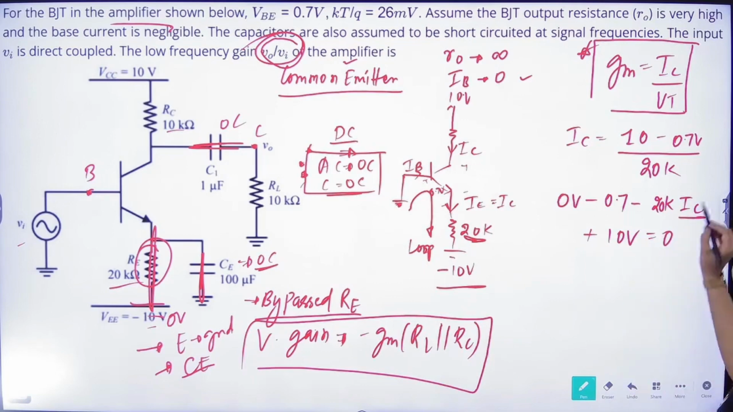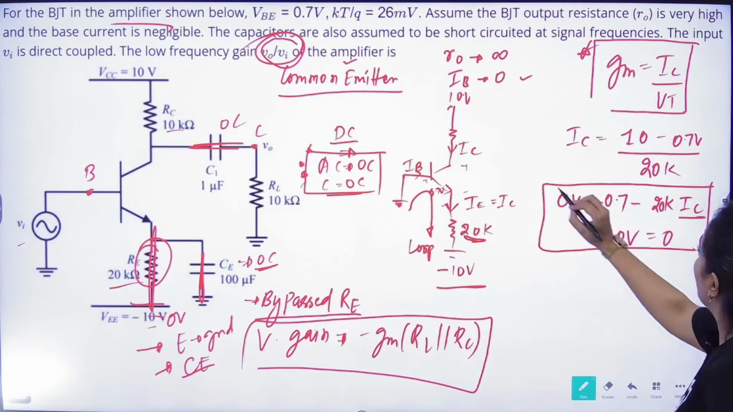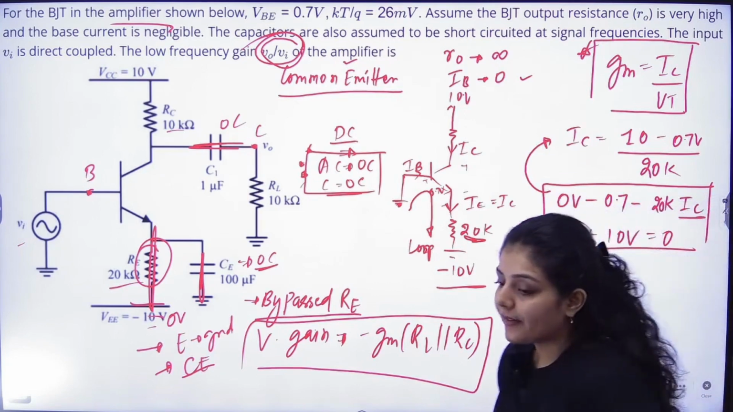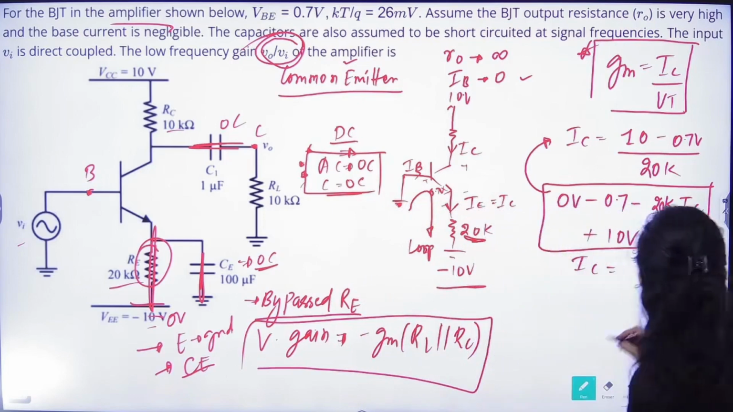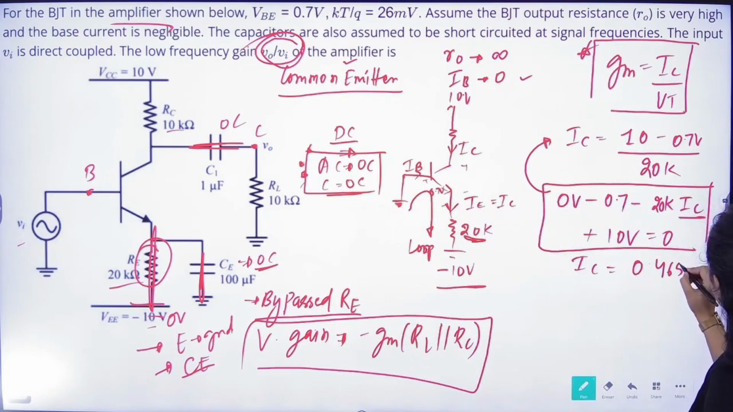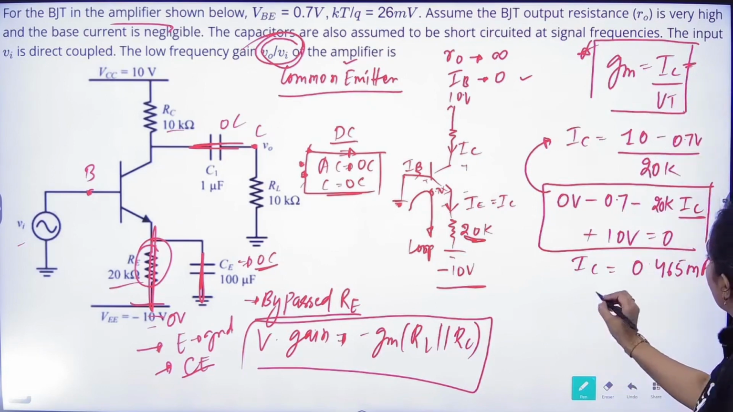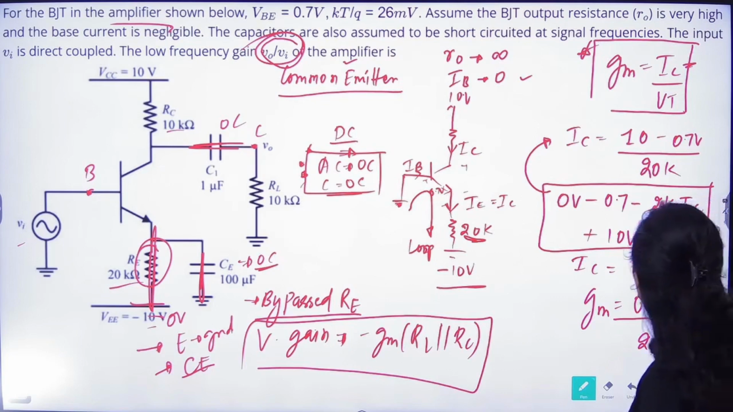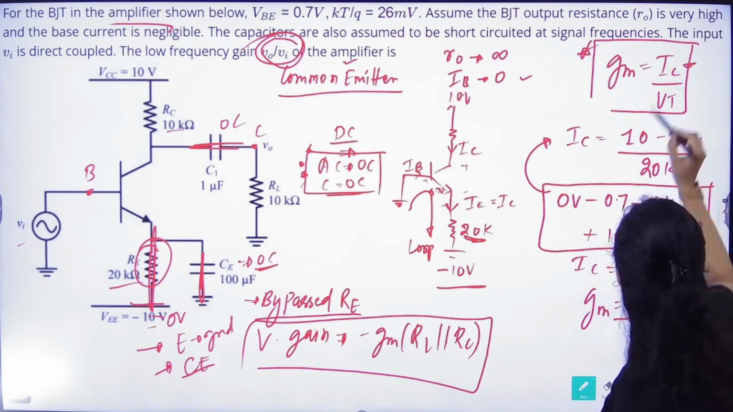From this equation, I can easily find out the value of IC. I have the direct result, so IC comes out to be 0.465 milliampere. So if I put the value of IC in here, I can easily find out the value of GM. So 0.465 divided by the VT, 26. Both are milli, so both will cancel out, because this is also volt and this is also milliampere.